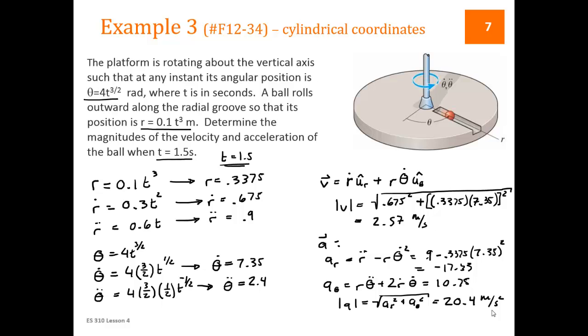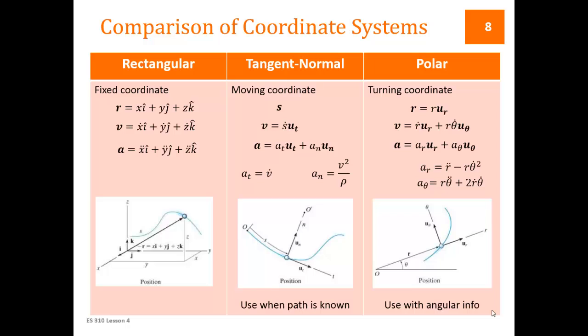Notice those magnitudes aren't tied to the coordinates. So had we solved this using one of the other coordinate systems, the math would have been a whole lot more difficult, but we would still get 2.57 and 20.4. So by way of review, let's take a look at these three coordinate systems. We've got the rectangular ones. Those are the ones we're used to. It's a fixed coordinate system. It's sitting somewhere. It's not going to move, and it's not going to change direction.